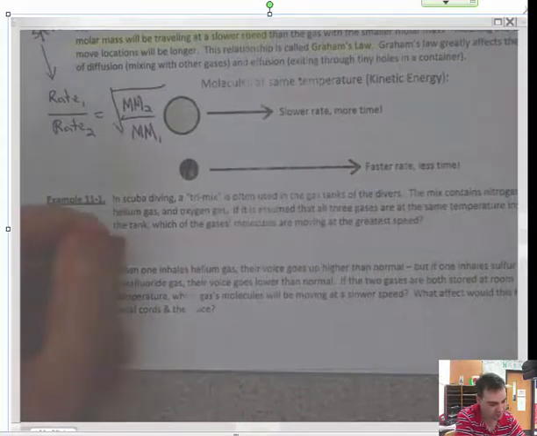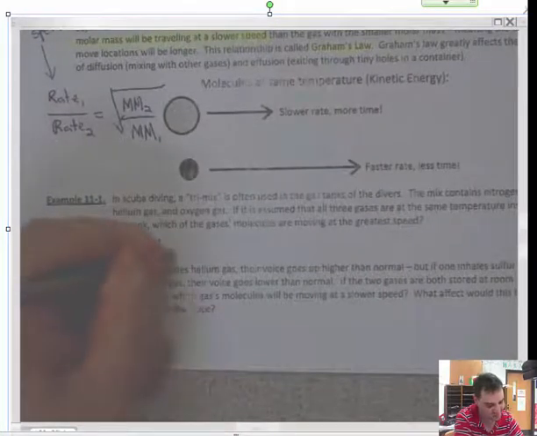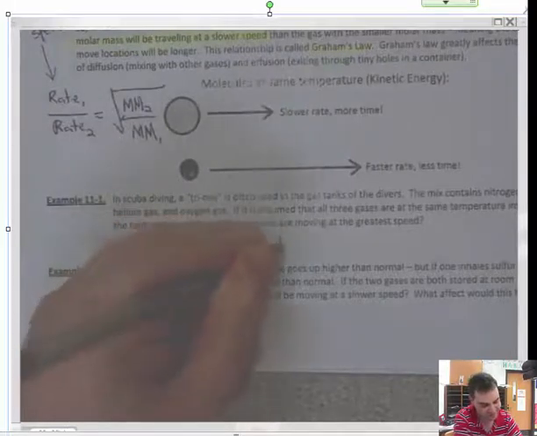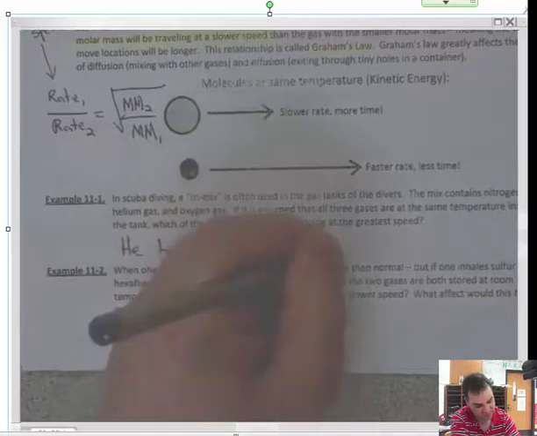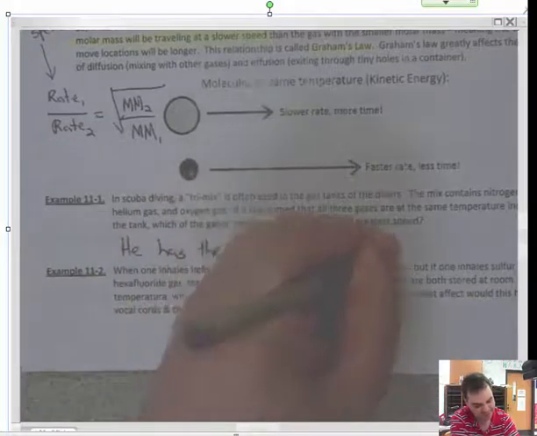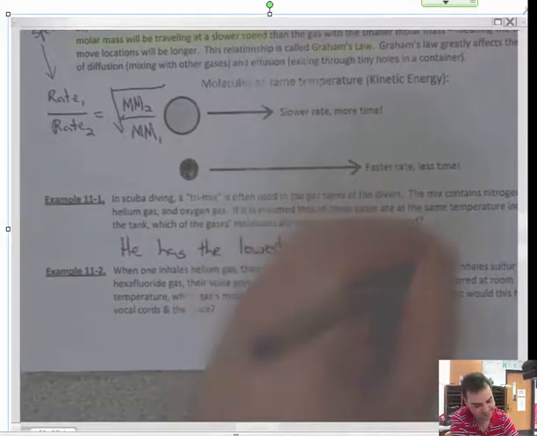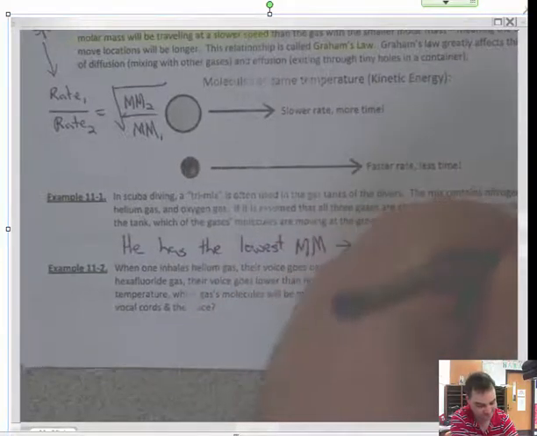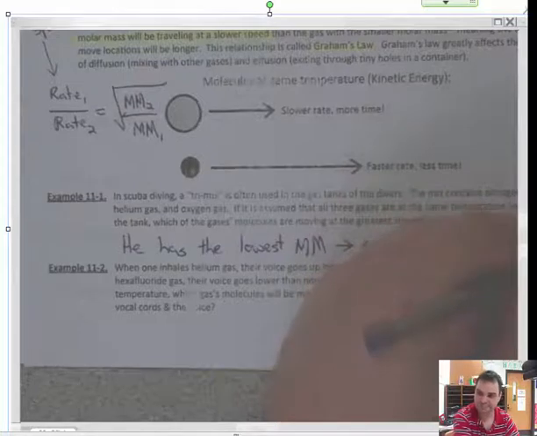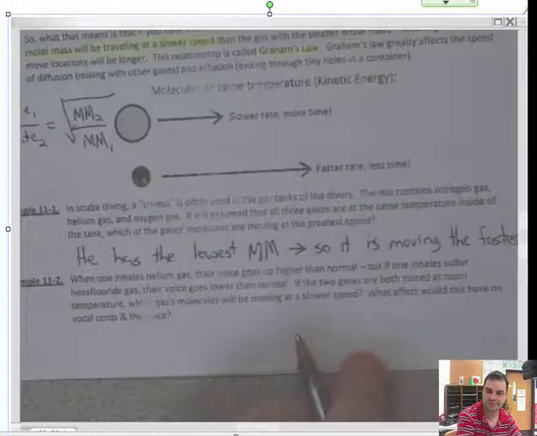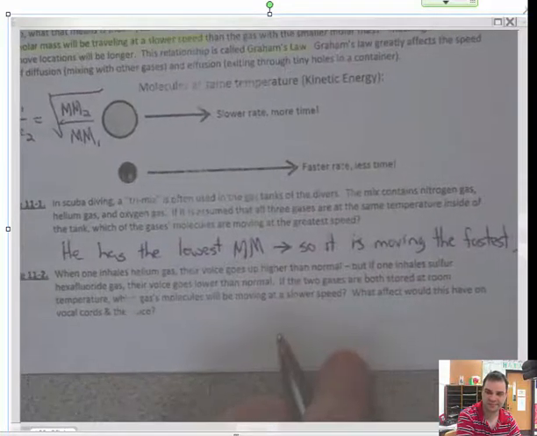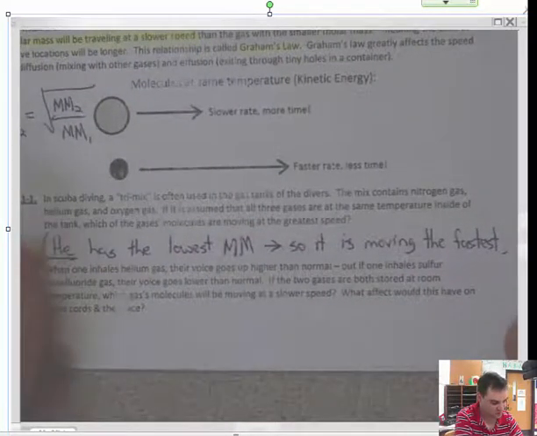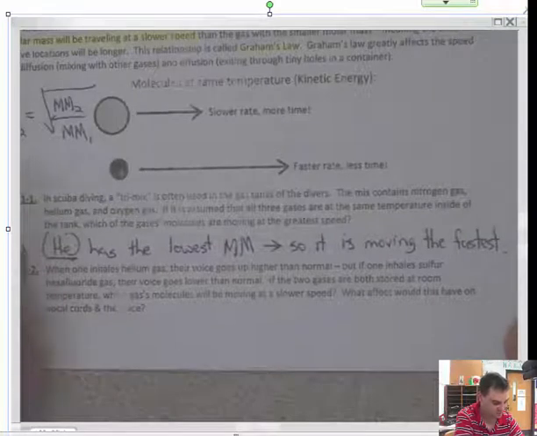Hopefully you told me that helium has the lowest molar mass of these, so it is moving the fastest. Hopefully that's what you told me. He, I mean, is helium, not he, just so you know.